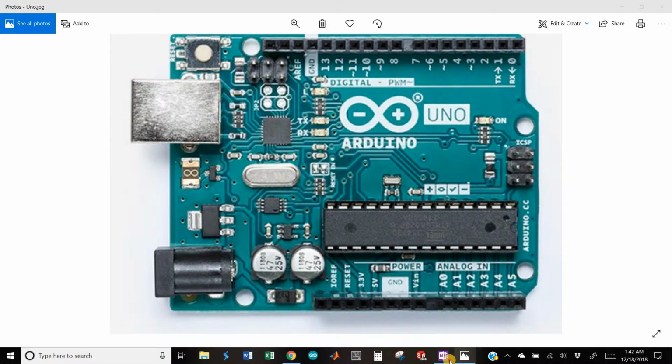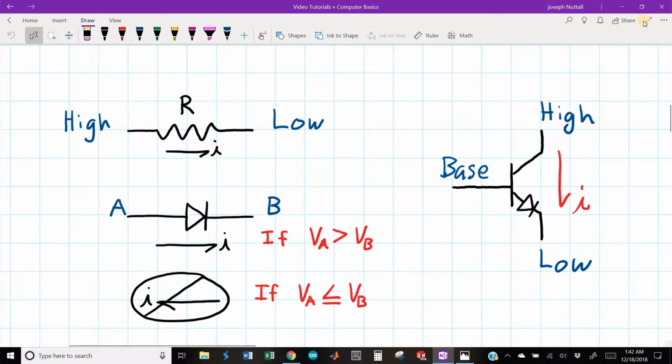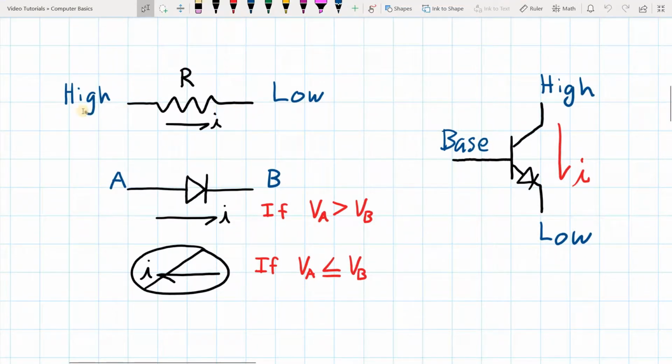We're going to take a little bit of a sneak peek into this board and how it actually works. So we're going to come over here and look at these drawings that I've made. We have a resistor here, denoted by this squiggly line. If we have a high voltage over here and a low voltage over here, we get current running through from left to right through the resistor, and the voltage drops across the resistor, which means there's a higher voltage here than there is over here, always in a resistor.